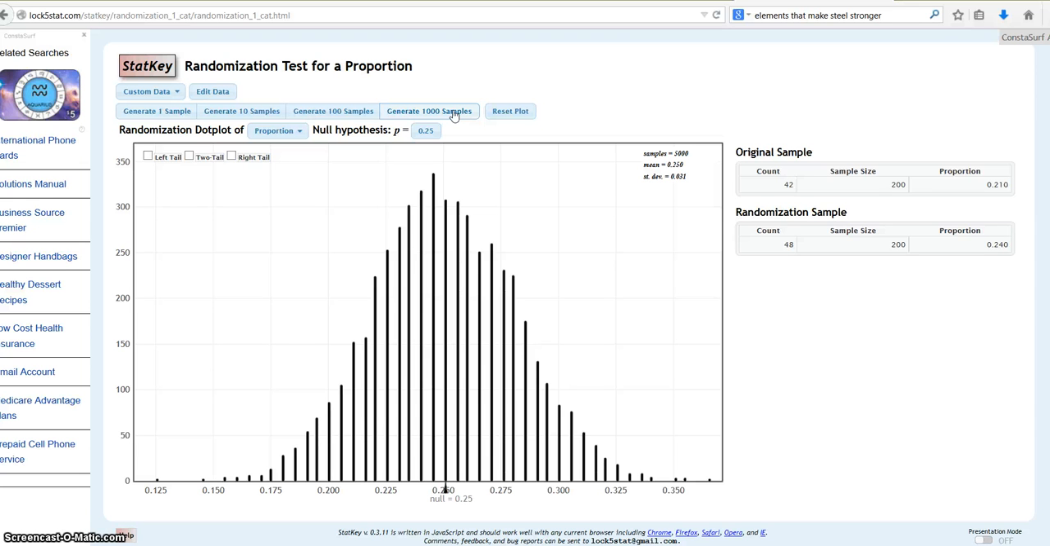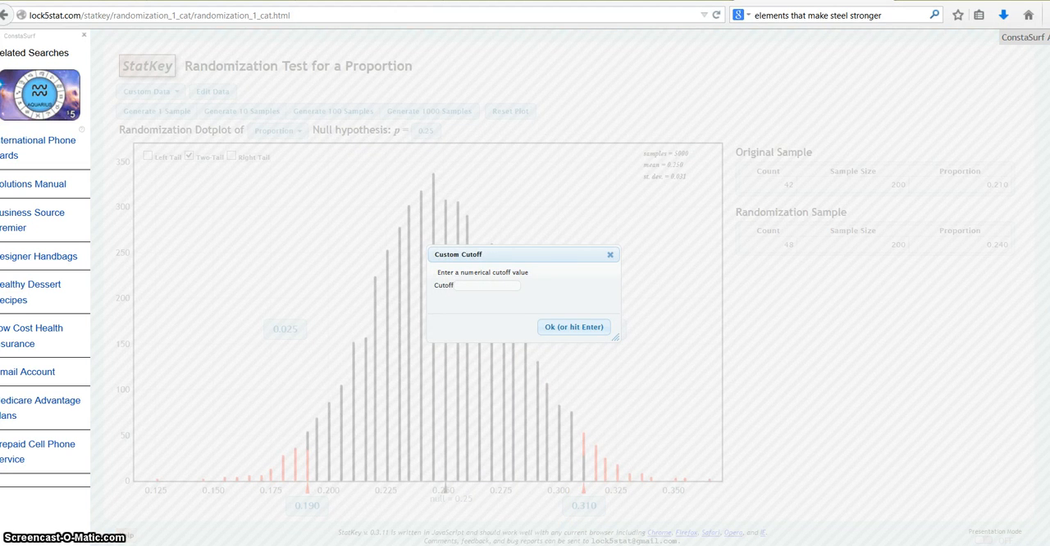Now, as I said before, we had a not equal to sign in our alternative hypothesis, which means we are going to use a two-tailed test. The two-tailed test is always going to show me 0.025 out in these tails. That's not what I want. I need to change this cutoff value to reflect my proportion. Now, my proportion is 0.210, so I'm going to enter 0.210 here.